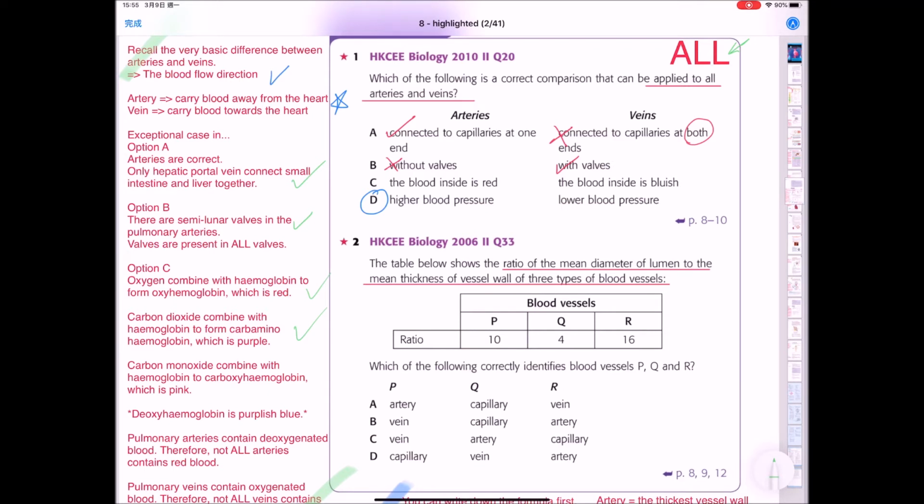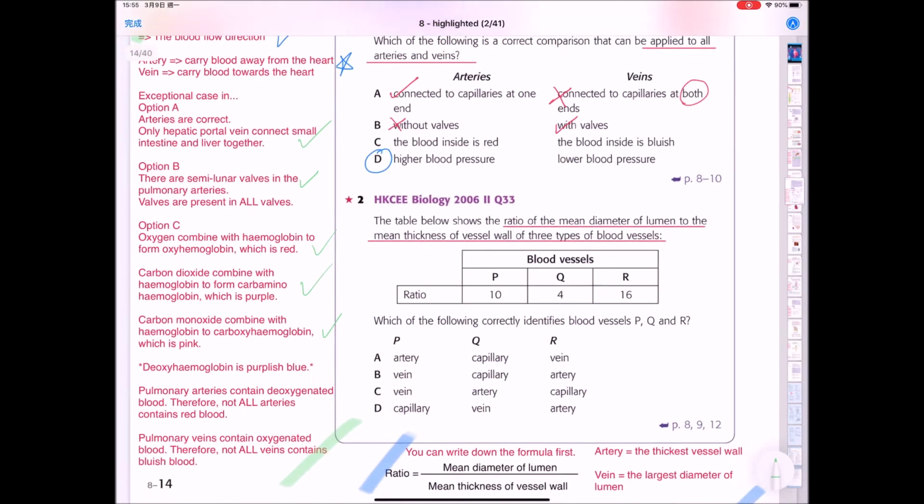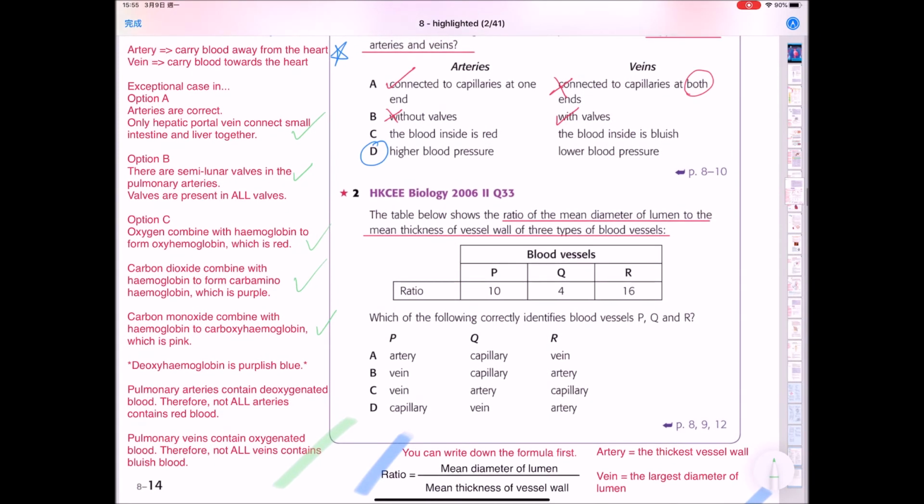Once the carbon monoxide combines with the hemoglobin, it will form a pink color. We need to know any exceptional or special case to show that this comparison is not correct at all. So for the pulmonary artery, that's the blood vessel carrying the blood away from the heart to the lungs for gaseous exchange.